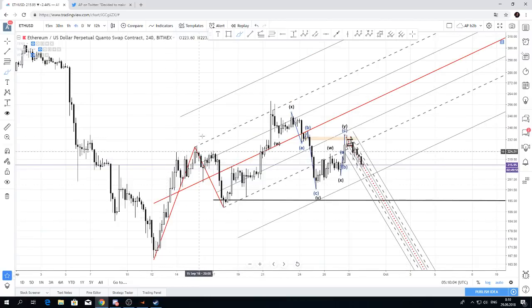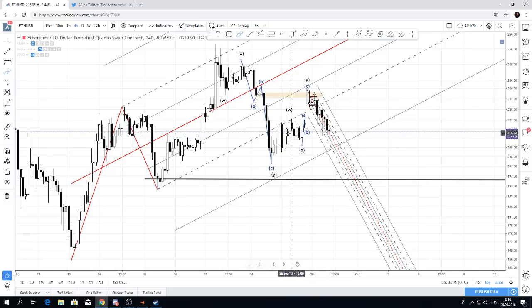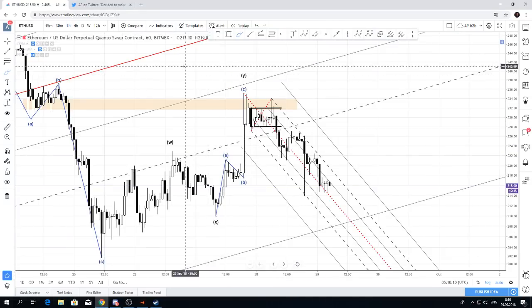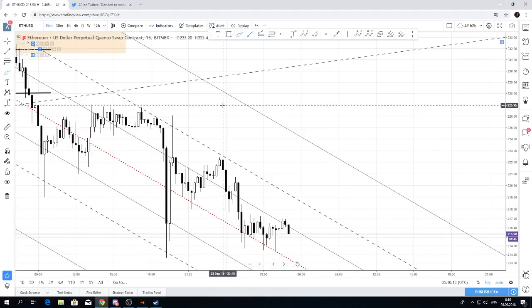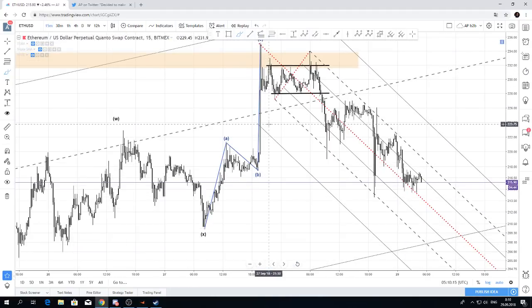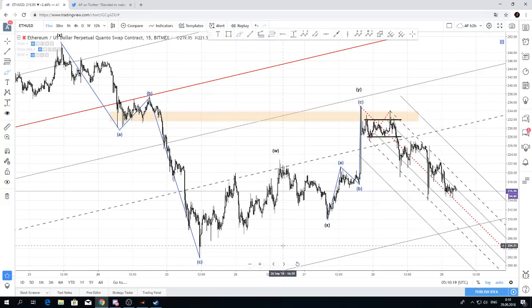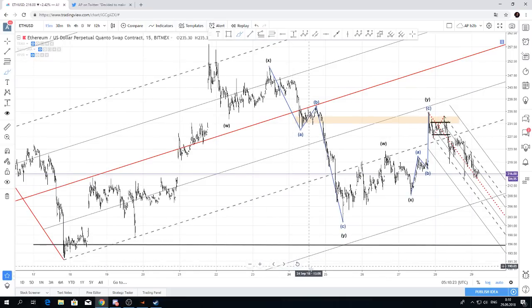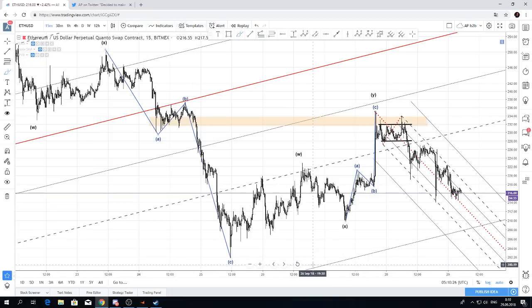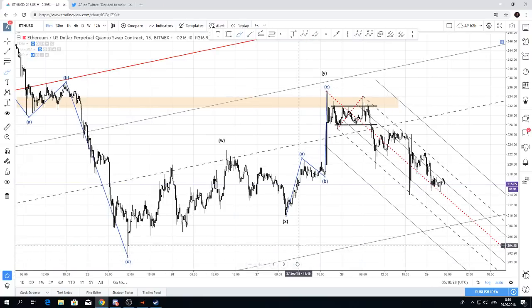Now we had our good pump here, consolidation, then triple wave correction, and right now we are sitting within a descending channel here. So, you know, nothing much. Where I would target the shorts for ETH, 202 and then 189 as the next target.